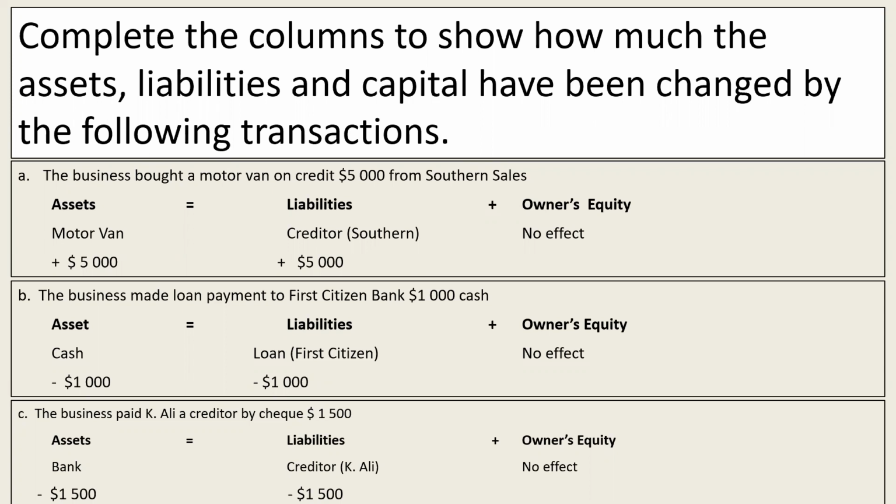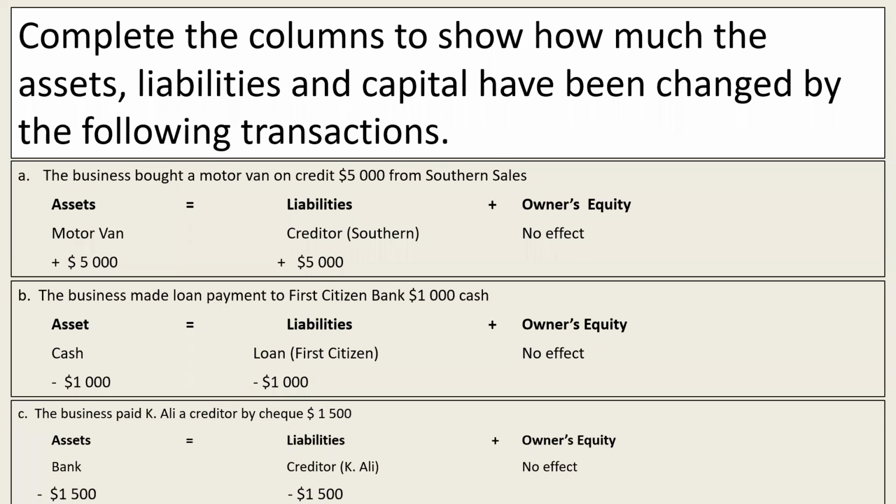If no money was paid for the motor van, then it's on credit. So it means that sometime in the future, you will have to pay for that motor van. All right? Does it affect owner's equity? Does it have any effect at all on owner's equity? No. Usually these accounting equations will affect two components, okay? We'll come across more in the future, but for now, we are dealing with just two.